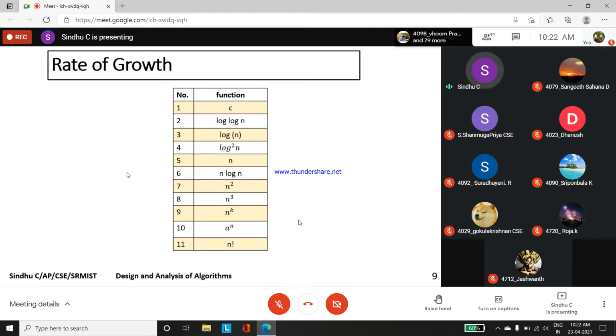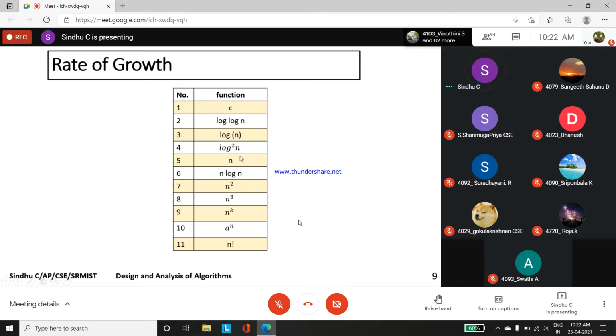The running time of that algorithm increases. So this is the rate of growth. Constant time, log of log n time, where n is the input size, right? Then this is log n, which is a bit bigger than this log of log n. And this is even bigger, okay, log squared n.